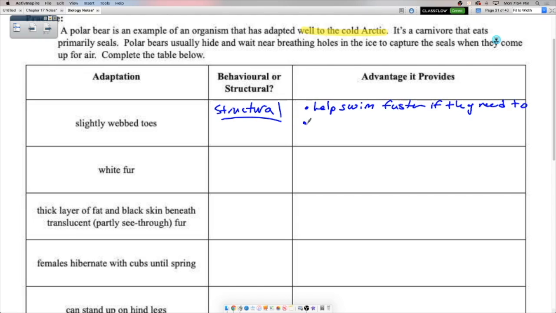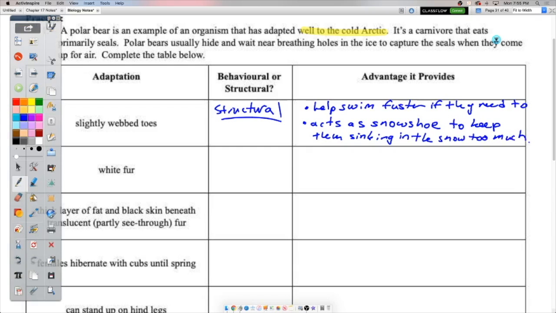But another big one is that it kind of acts like a snowshoe almost to keep them up on top of the snow so that they can run really fast if they need to, and also they can stalk a little less clumsily. That will definitely help you survive.